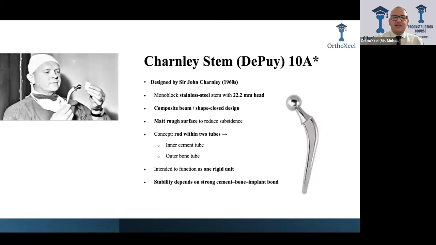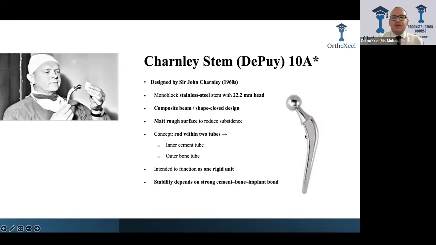So Shanley, when he started, used the material available at that moment, which was stainless steel. So he used stainless steel. As you can see, the stem is monoblock, so you don't have any versatility in it. So you cannot change this relation. You have a fixed head to the implant. There is no adjustment. You cannot play with the offset. So it's very, very low versatile.